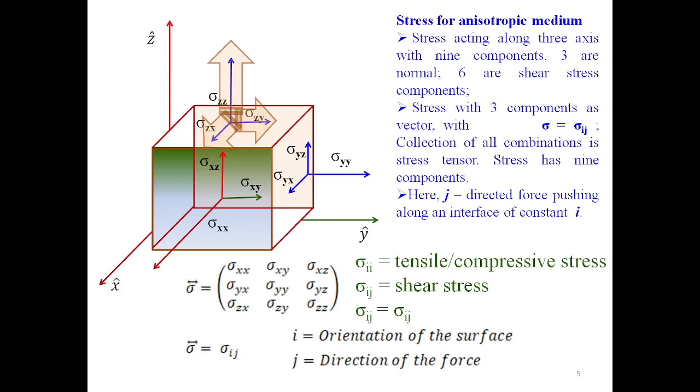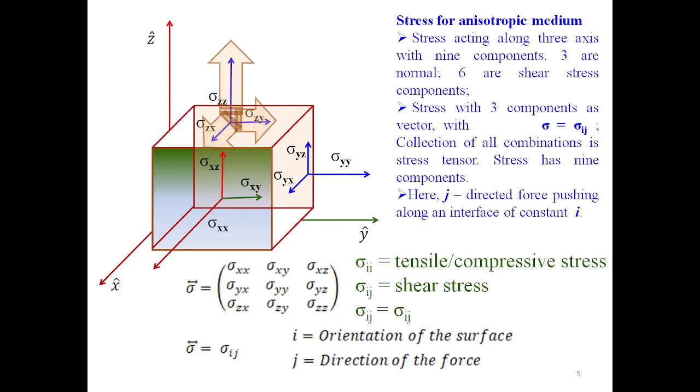For example, here the yz face is pointing along the x-axis. In the 2 subscript letters, the first letter indicates the direction of the normal to the plane or face under consideration. That is, the orientation of the face, which indicates in which direction the face is pointing. And the second indicates the direction of the component of stress, that is, the direction of the force.